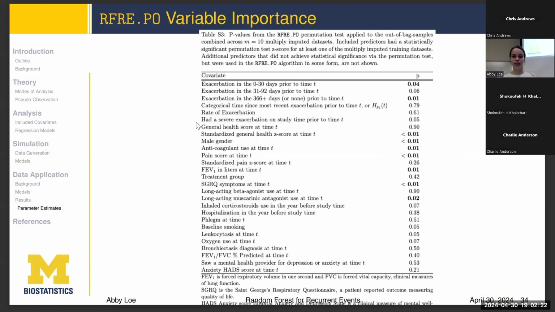But again, we see similar types of variables popping out as the ones that we thought about last time. We've got male gender. We've got how is your mental health doing at time T? We've got some clinical measures. Treatment group is still popping up. What are the medications that you're on? So this one is a little bit more black box. We don't know what the cutoff points are for these. We don't have point estimates for these. We don't necessarily have the same interpretation skills that you would if you had a GEE model.